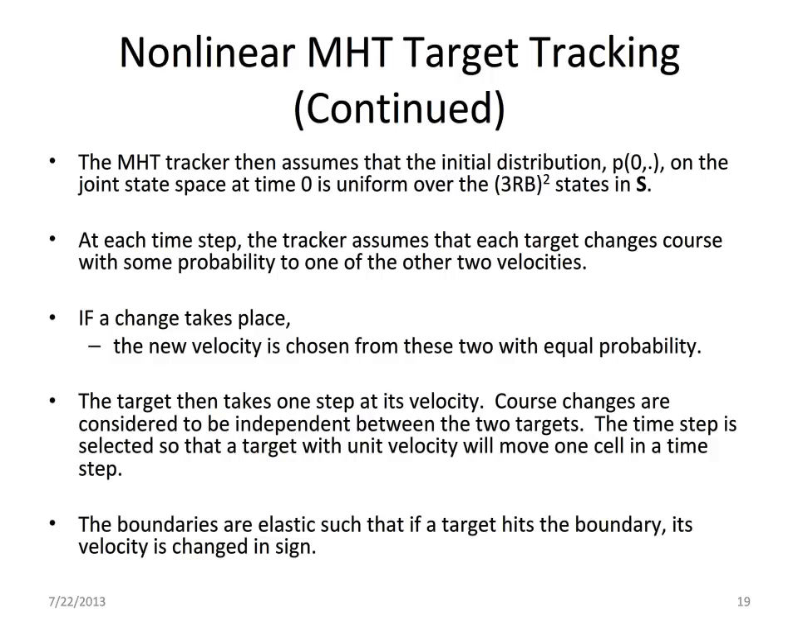If a change takes place, the new velocity is chosen from these 2 with equal probability. So it's conditional. That's what I was forgetting. The new velocity would be the -1 or +1 unit velocity. That's if a change takes place. If it doesn't take place, it's 0, and you're not updating any tracks. So the target then takes a unit step at velocity.